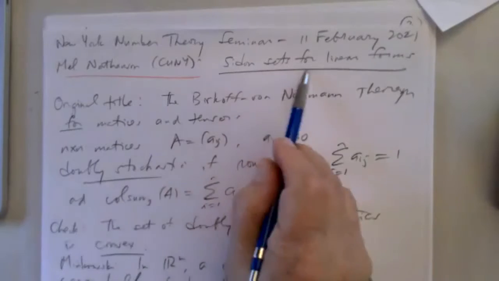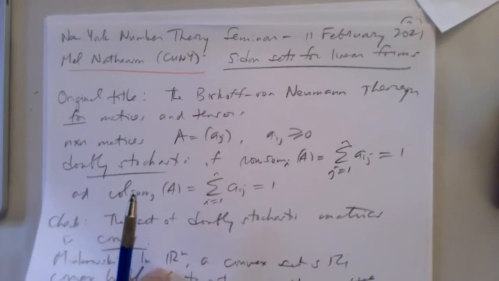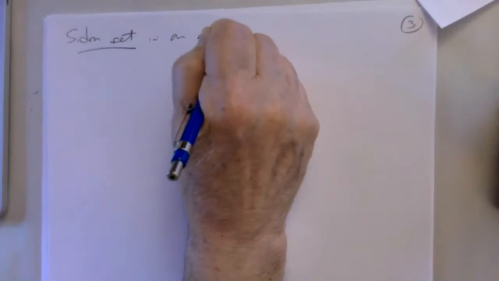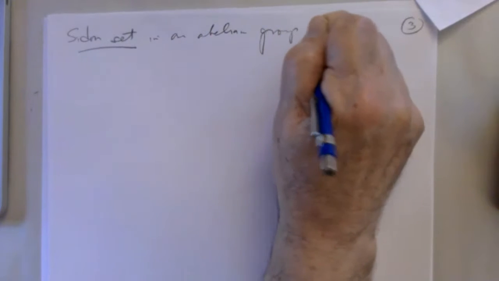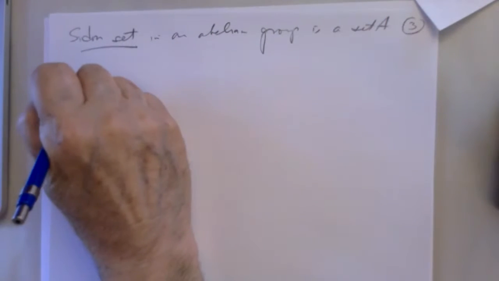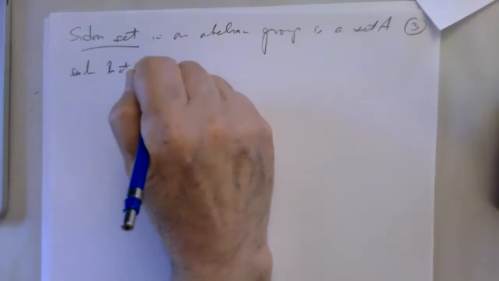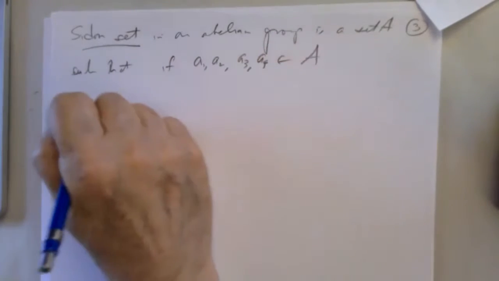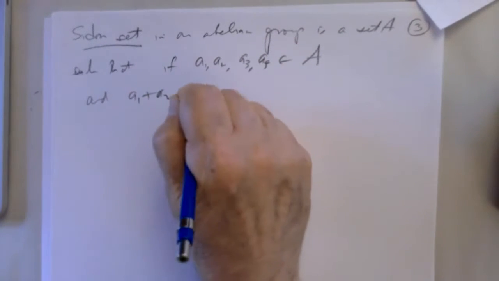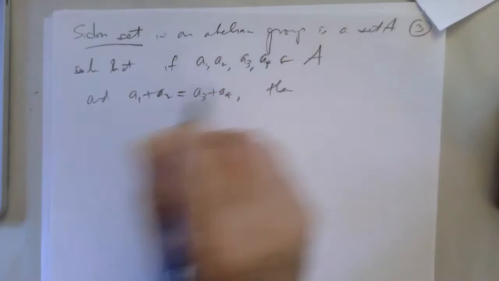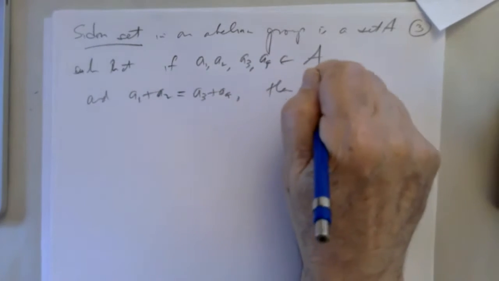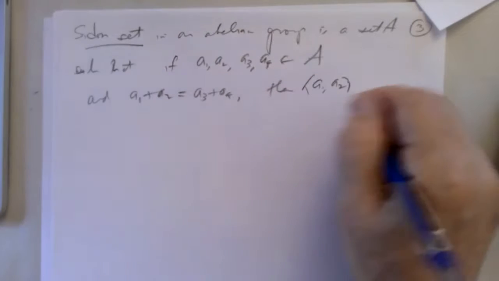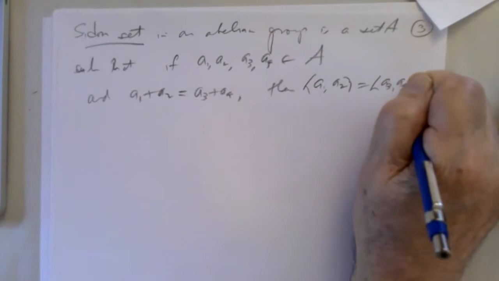Yes. So this is Sidon sets for linear forms. That's what this is about. So a Sidon set in the integers or an abelian group is a set A with the property that if a1, a2, a3, a4 are in the set, and a1 plus a2 equals a3 plus a4, then the numbers on the left are the same as the numbers on the right. So they could be written, 2 plus 3 and 3 plus 2 is the same thing. So these two numbers are the same set as the two numbers on the other side.